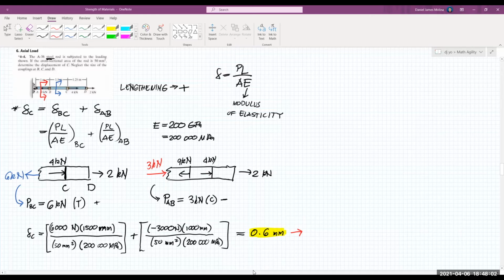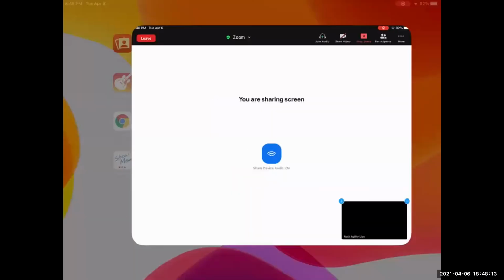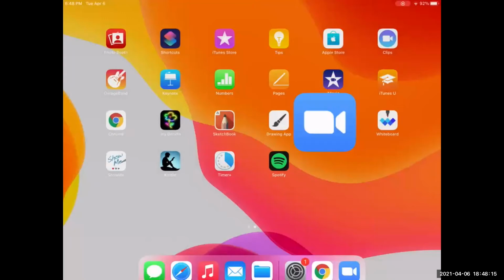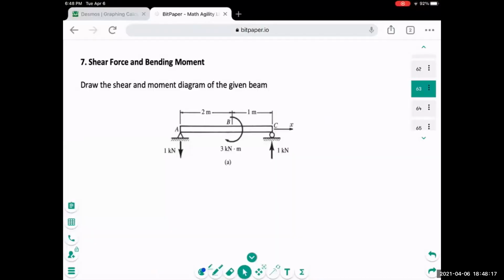All right. Thank you, DJ. So let's again go back to my screen. And we are now in problem number 7. Problem number 7 is about shear force and bending moment. So given this diagram below, we need to draw the shear and moment diagram of the given beam.